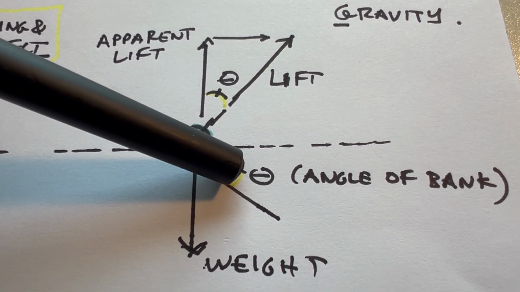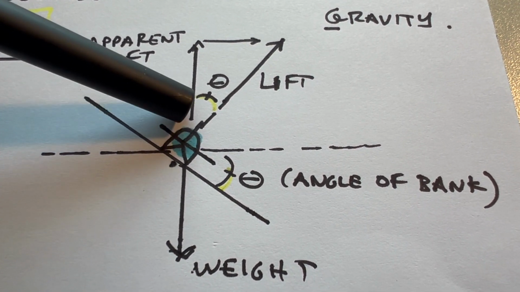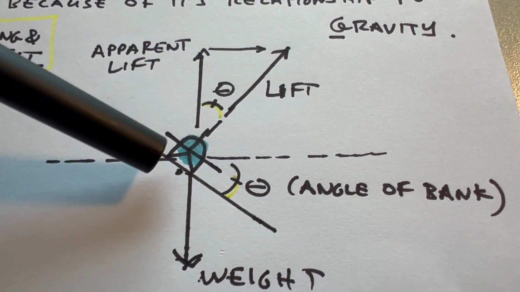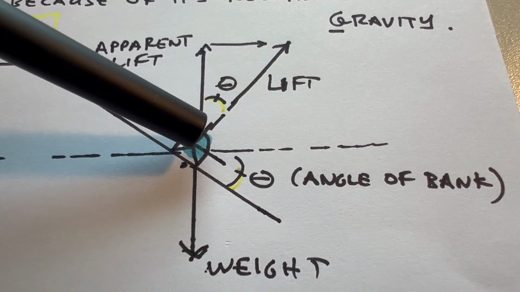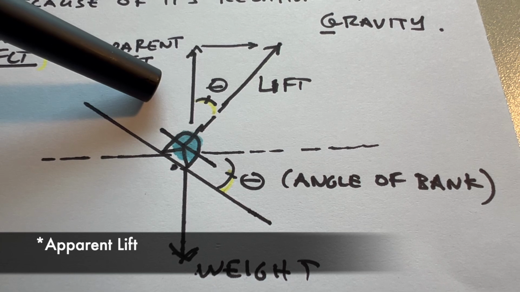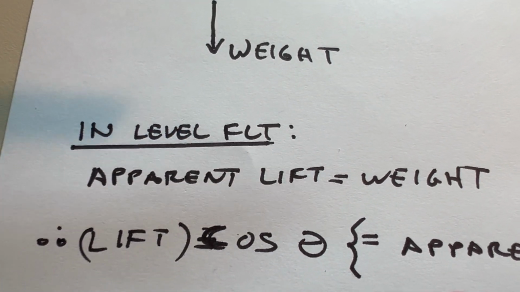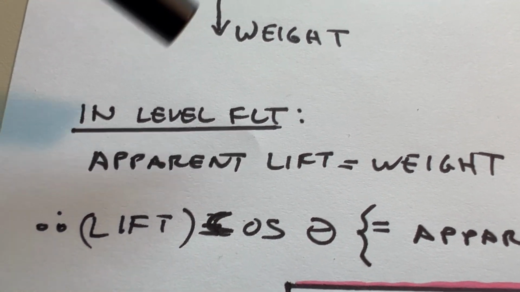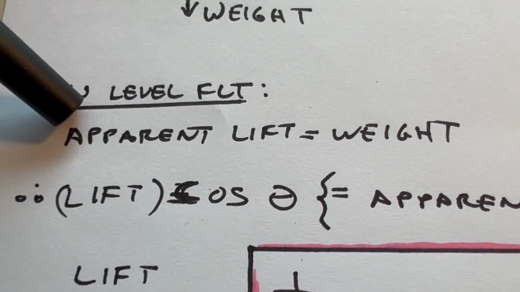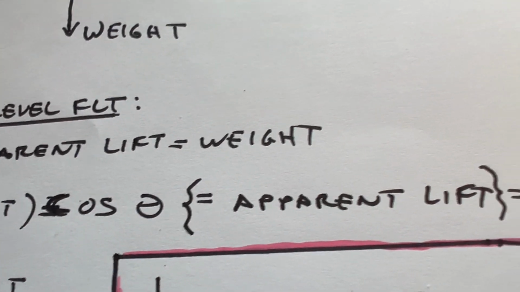This angle of bank, theta, is the same as the angle between lift and apparent lift because they're congruent angles. Also, if you remember your trigonometry, lift cosine theta is equal to apparent lift. And what we're going to do is try to get this into terms of lift and weight. Note that apparent lift is equal to weight. And apparent lift, as we discussed, was lift times cosine theta.